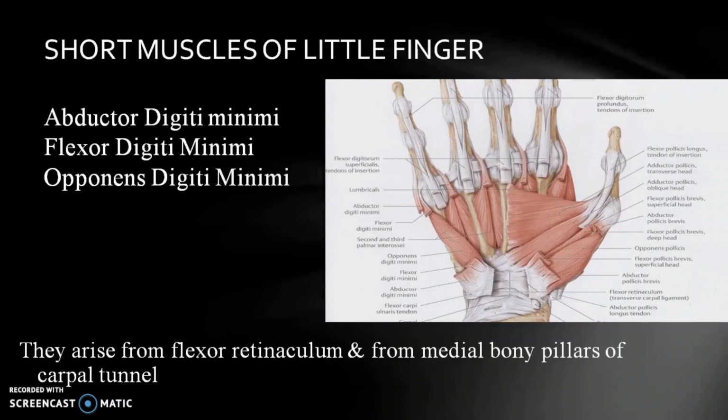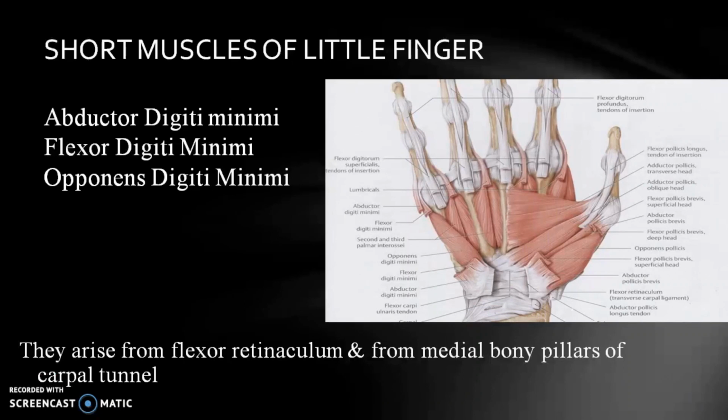And we will be having the little finger. So that again has 4 muscles, as I said: abductor digiti minimi, flexor and opponens digiti minimi, and another one will be palmaris brevis. Here palmaris brevis is nothing but a subcutaneous muscle which is taking origin from fascia and getting inserted into fascia.